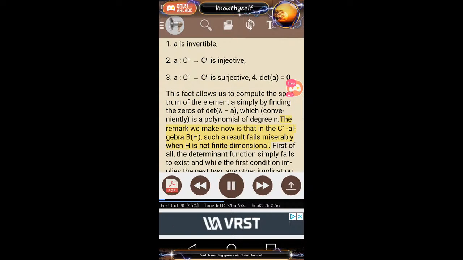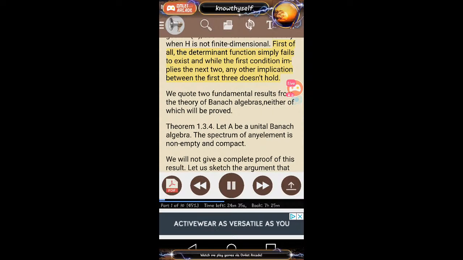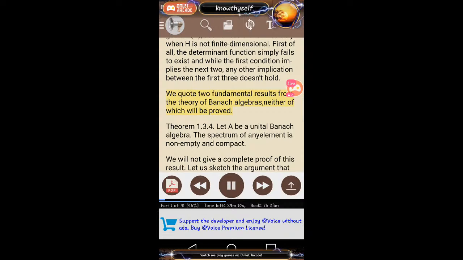The remark we make now is that in the C* algebra B(H), such a result fails miserably when H is not finite dimensional. First of all, the determinant function simply fails to exist, and while the first condition implies the next two, any other implication between the first three doesn't hold. We quote two fundamental results from the theory of Banach algebras, neither of which will be proved.